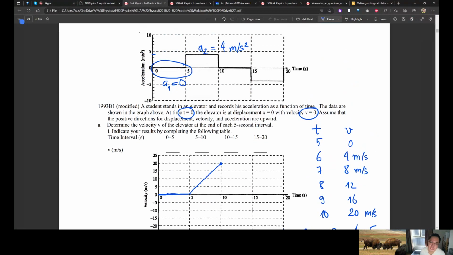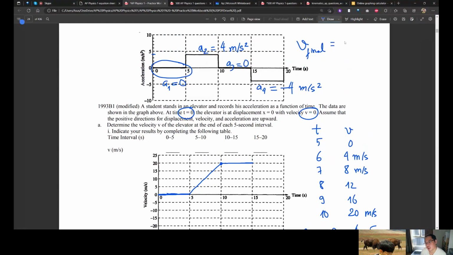The third part, acceleration is zero again. A3 here is zero. So velocity remains the same during this part also, a horizontal line. And finally, acceleration becomes negative 4. It is negative, below the horizontal axis here. So this is negative 4 meters per second square. And similarly, during the last 5 seconds, the velocity will decrease from 20.